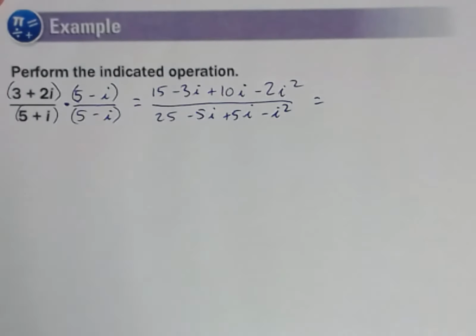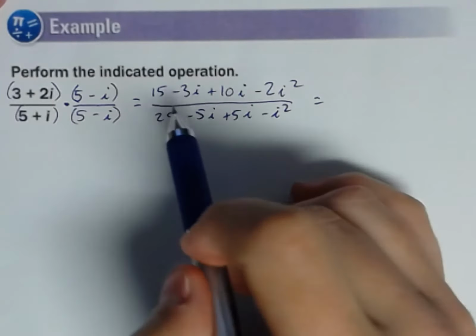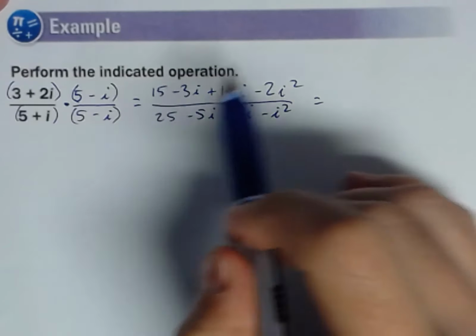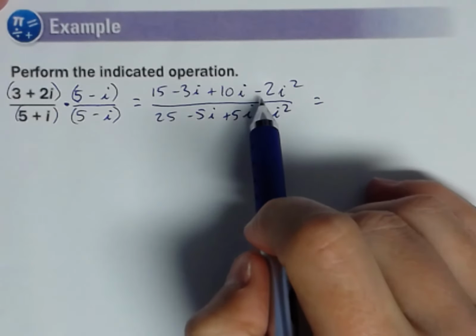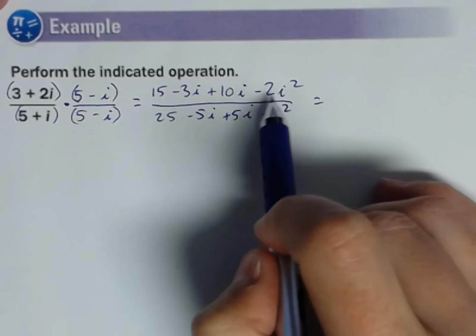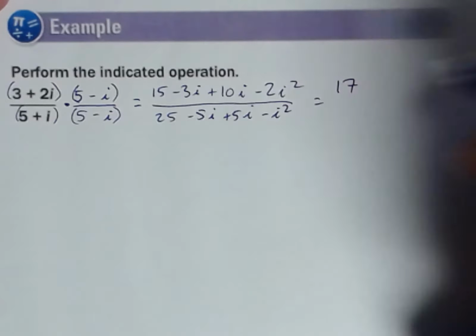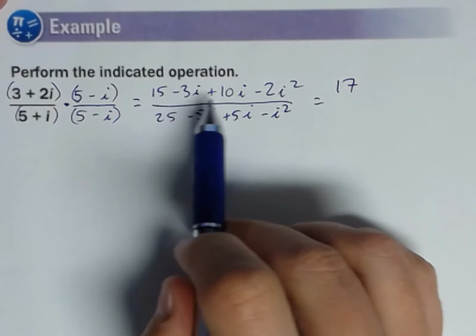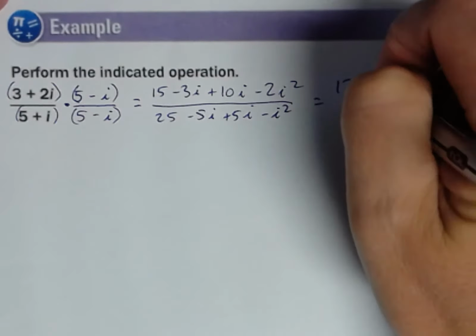Okay, let's simplify a little bit. So on the top, let's see what we've got. So we've got 15 as a constant, negative 2i squared. Well, i squared is negative 1. So negative 2 times negative 1, so this would be plus 2. So 15 plus 2 is 17. And minus 3i plus 10i, we can combine those, so that would be plus 7i.